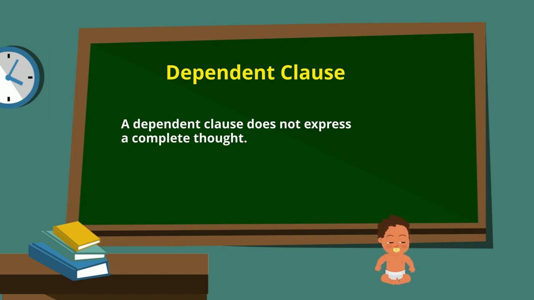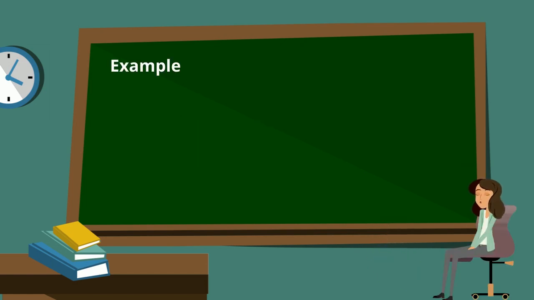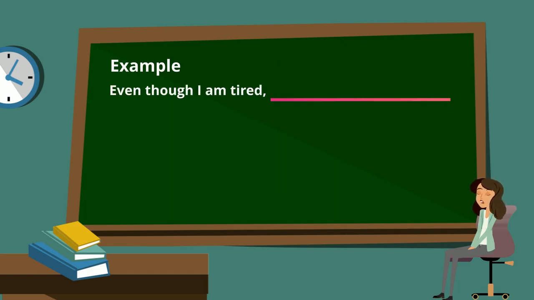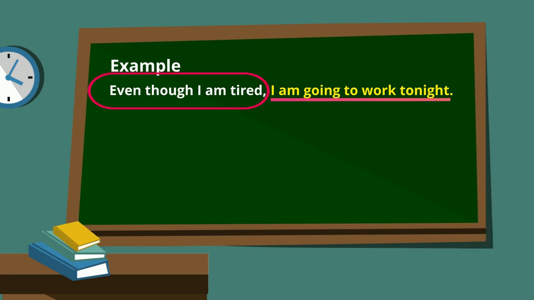Let's examine an example of each. Even though I am tired, I am going to work tonight. Because the non-underlined portion of the sentence doesn't work as a sentence on its own, it is a dependent clause. Look at it closely and read it silently.